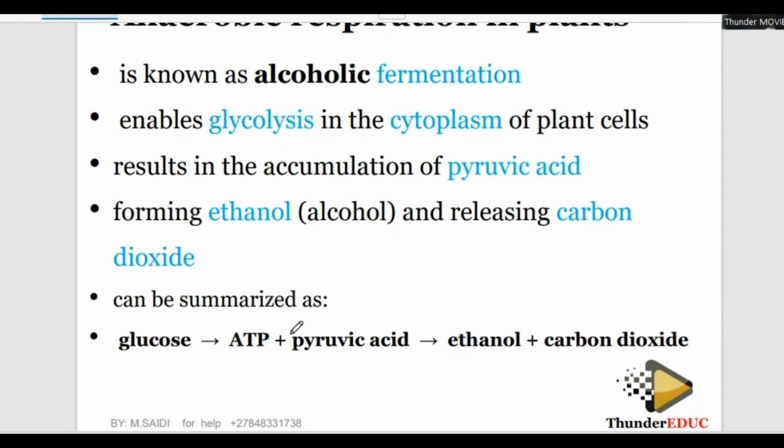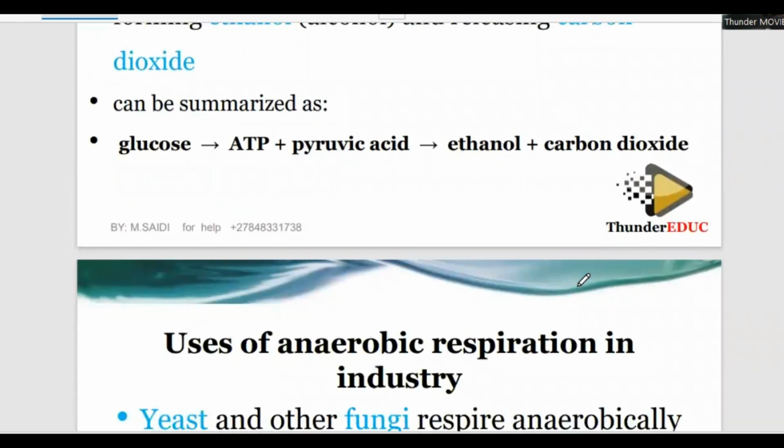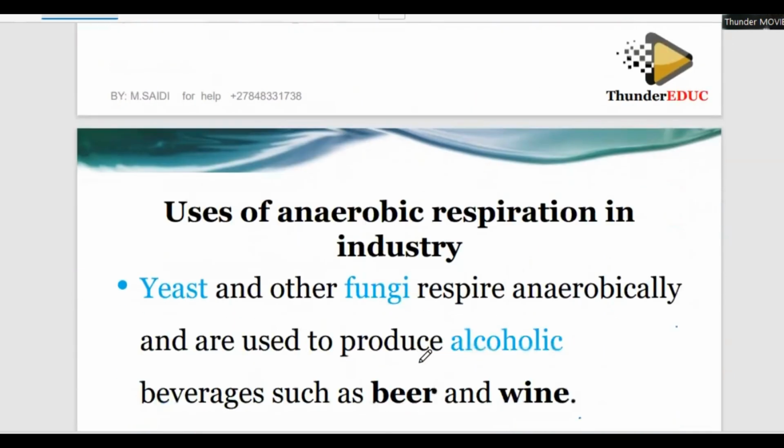So we are saying that it can be summarized like this: glucose gives you ATP plus pyruvic acid. The pyruvic acid, or the pyruvate, sometimes we call it pyruvate, is converted into alcohol and then carbon dioxide. Hence, you have the alcohol in the dirty thing you are trying to drink. So the alcohol is there. However much it could be, the percentage is a little bit smaller due to less separation of this alcohol from other residues. Yes.